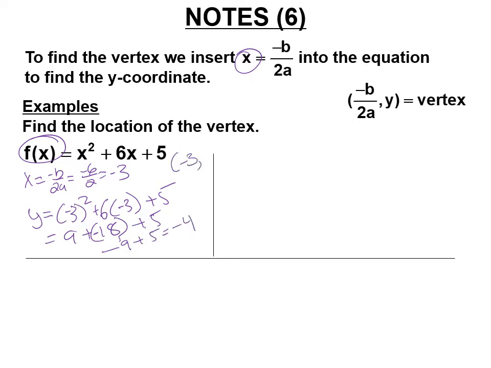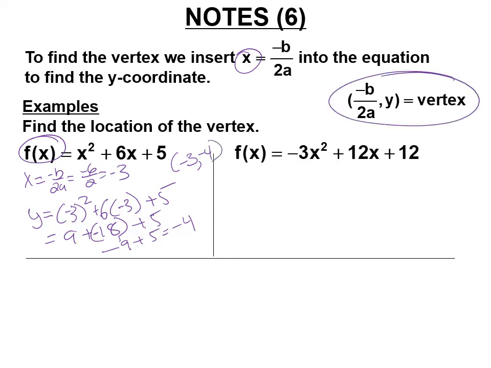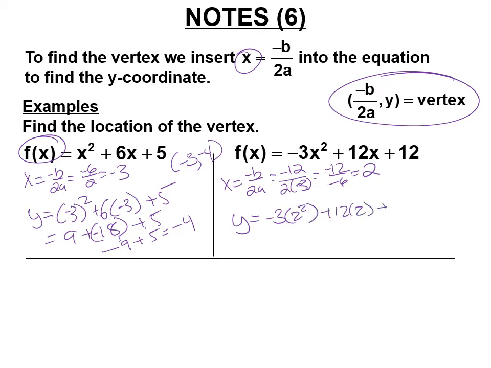So the vertex is at -3, -4. Okay, so let's see that. Let's practice that. So x is at negative b over 2a, -12 over 2 times -3, -12 divided by -6 equals +2. So y will be at -3 times 2 squared plus 12 times 2 plus 12.